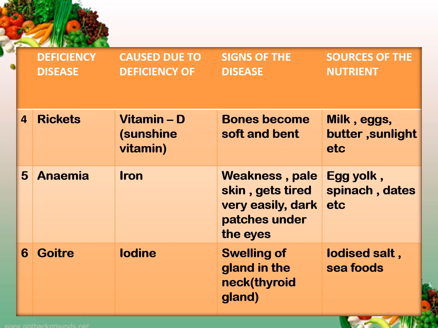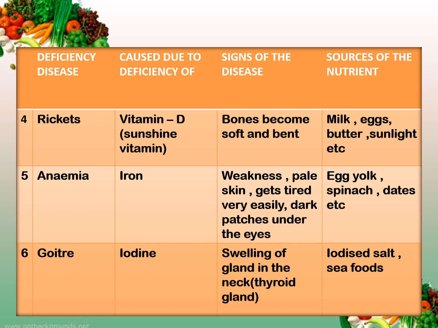And this vitamin D is called as sunshine vitamin, children, because it can be prepared within our body if we stand in sunlight during the morning hours, especially between morning 7 to 9. So, which vitamin is called as sunshine vitamin? Vitamin D. Why? Because it can be prepared within our body by using the mineral calcium when we expose ourselves to early morning sunlight. Next deficiency disease is anemia.